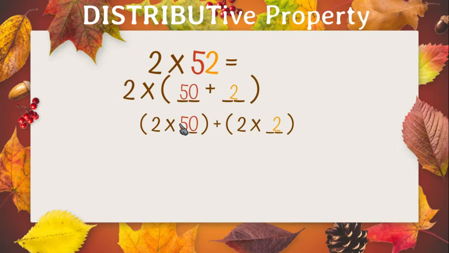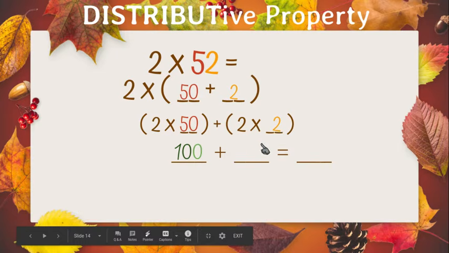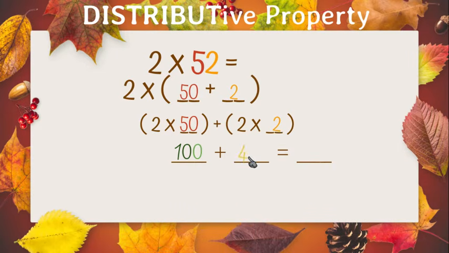So now I'm going to find out what my products are for each one. So 2 times 50 is going to come right here to this first one. I know that 2 times 5 is 10. And then I've got one place mover of a 0. So if I have a 10 and I add a 0, that's going to be 100. See, here's my 10 and my place mover. I know that 2 times 2 is 4. And so now when I add 100 plus 4, that leaves me with 104. So 2 times 52 is 104.